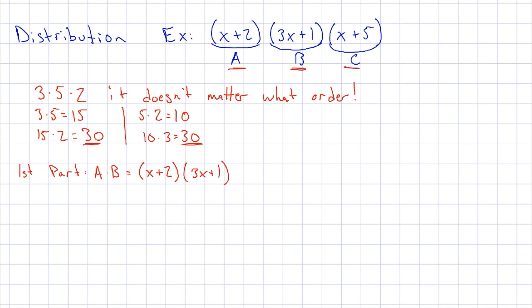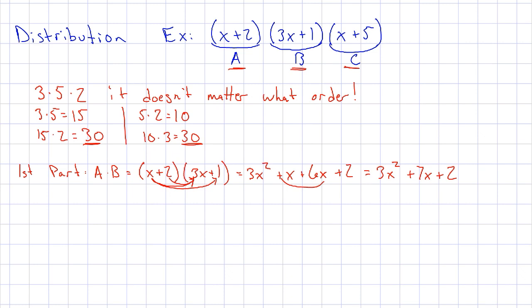In previous videos, we've talked about how to do this, and I've drawn out different ways. Here I will just use the foiling method, which is a little bit of a shortcut method. So I have x times 3x, which is 3x squared, x times 1, which is just x, 2 times 3x, which is 6x, and 2 times 1, which is 2. If I add these terms together and simplify, I get 3x squared plus 7x plus 2. That is the first part of the problem.